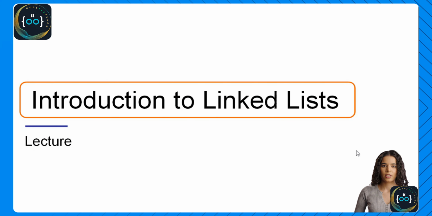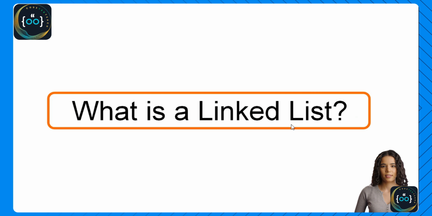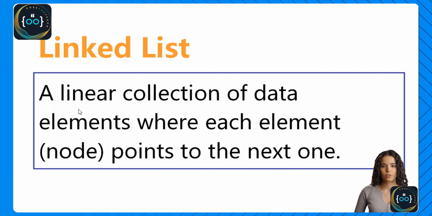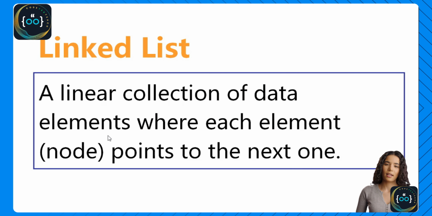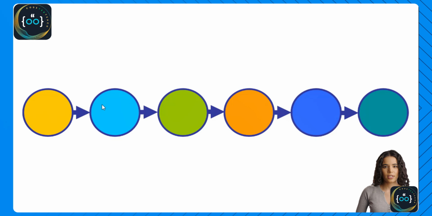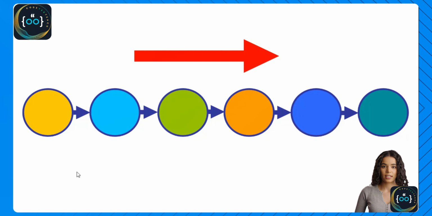Now you know how to implement the node class. So let's start learning about linked lists and why they are helpful. What is a linked list? A linked list is a linear collection of data elements. The keyword here is linear. This is a visual representation of a linked list. Notice that it makes a straight line where each element is connected to the next element. So that is why we call this a linear collection of data elements.